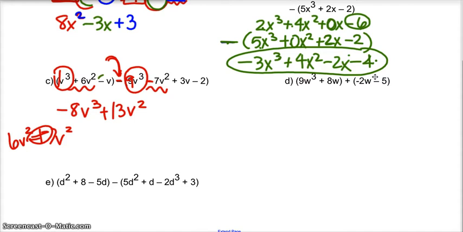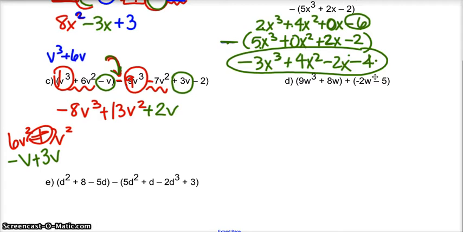I have a negative v minus 3v. And then lastly, there's no plain number over here. So think about this problem. There's no constant. So if I take nothing minus negative 2, it's going to give me a positive 2.